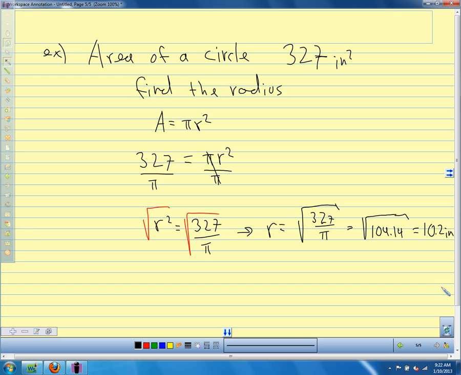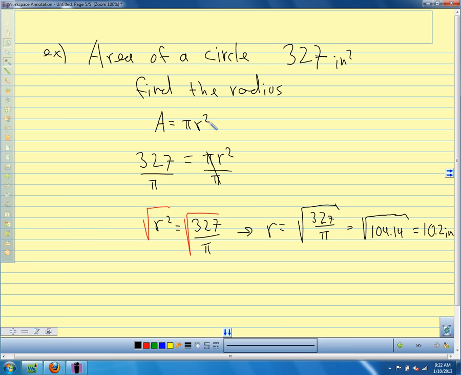What if we wanted the diameter of the circle? What would we do? We figured out the radius. The radius is 10.2. What's the diameter? Times it by 2. Right. That's all we have to do to find the diameter. So if the problem had asked us to find the diameter, it isn't in our formula. The radius is in our formula, so we can find the radius and then multiply by 2.